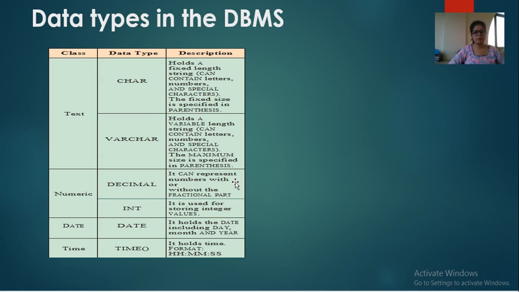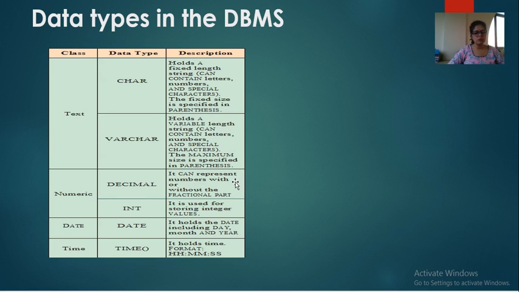Now the next data type is the numeric data type. Numeric means we have to enter numeric data, like 1, 1.5, 2, 2.5, and this type of data. Here we have 2 types we can enter, decimal and integer. Decimal can represent numbers with or without the fractional part. If we choose decimal as a data type, we can enter 2 as well as 2.5.